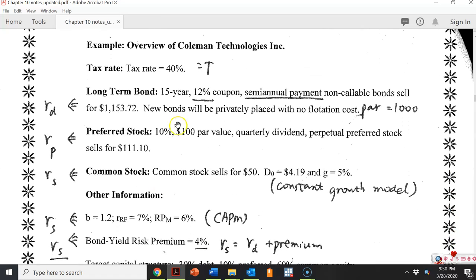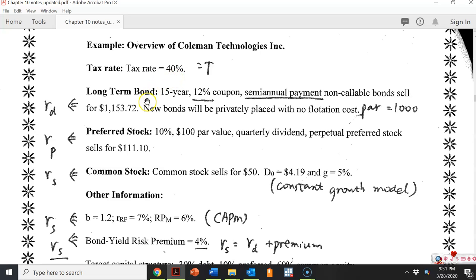Example: overview of Coleman Technologies Incorporation. Here we're provided some financial ratios for this firm, and we're going to calculate WACC for this firm based on the ratios. Of course, we're going to calculate the three component costs first, and then take the weighted average as the WACC. First, we know the tax rate is 40%, so T is 40%.